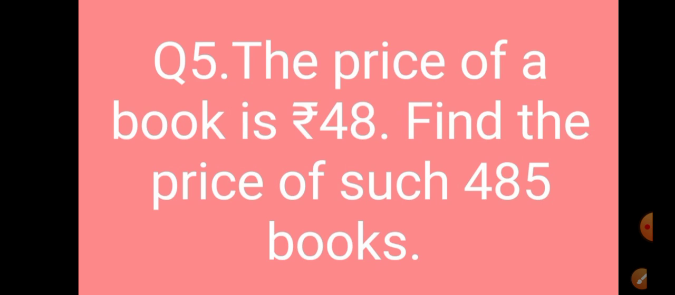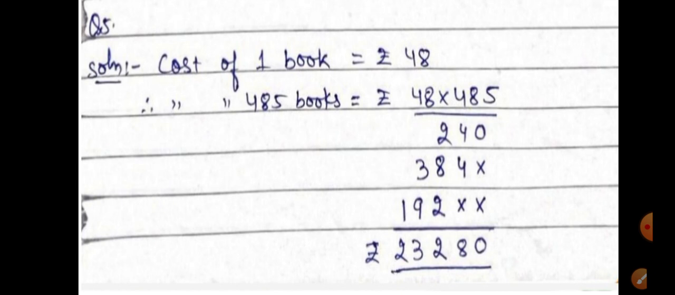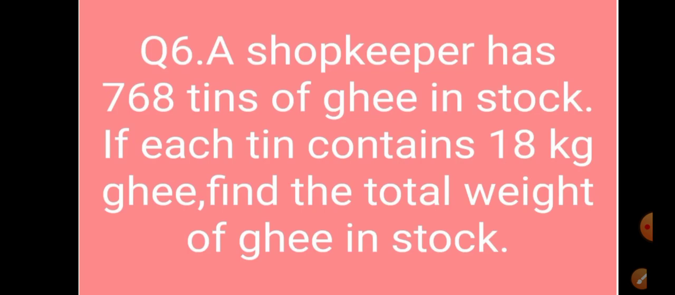Next is, the price of a book is rupees 48. Find the price of such 485 books. Now price means the cost of one book is given, that is rupees 48. Now we have to find the cost of 485 books. So that we can find by multiplying 48 by 485. So we get rupees 23,280.